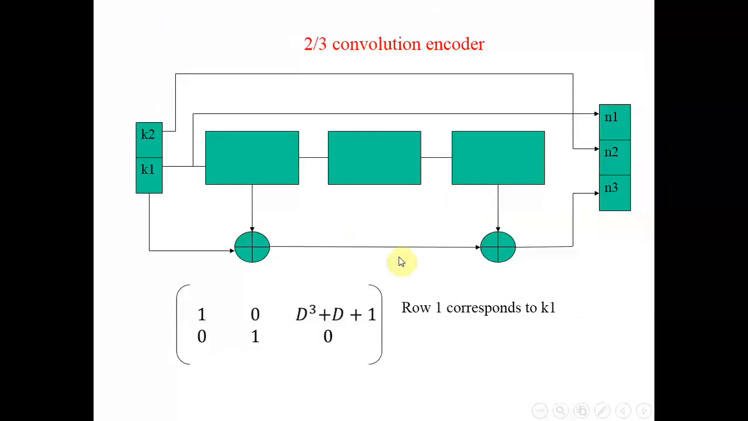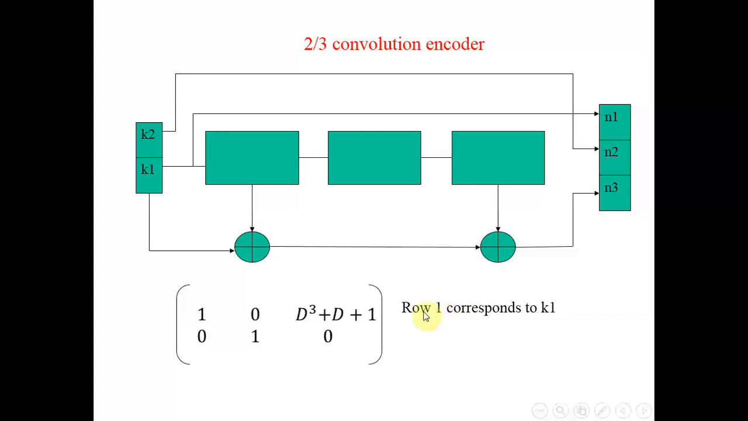Let's take one more example here. Again, how many generating functions do you expect? 2 inputs and 3 outputs. So 2 cross 3, 6 generating functions, right? Now K1 and K2. This first row corresponds to K1 and the second row corresponds to K2. So again, very simple. I want K1 to N1, K1 to N2, K1 to N3. Similarly, we want K2 to N1, K2 to N2 and K2 to N3.